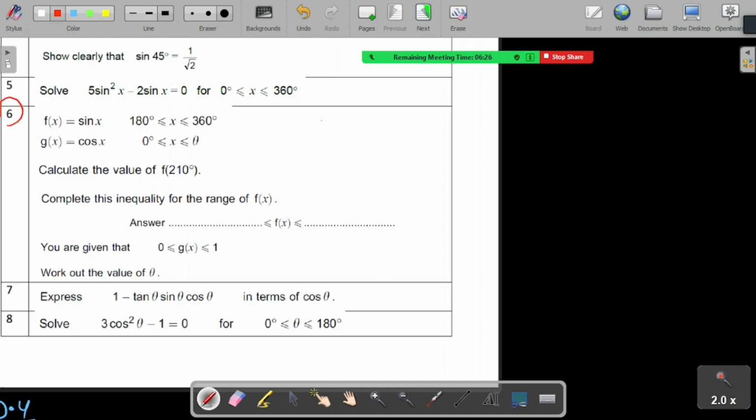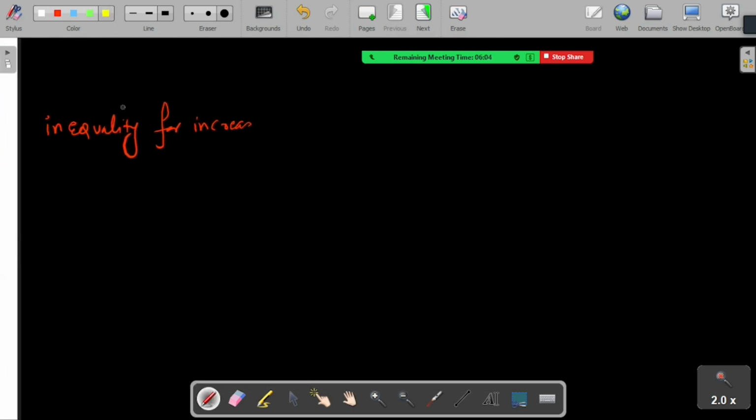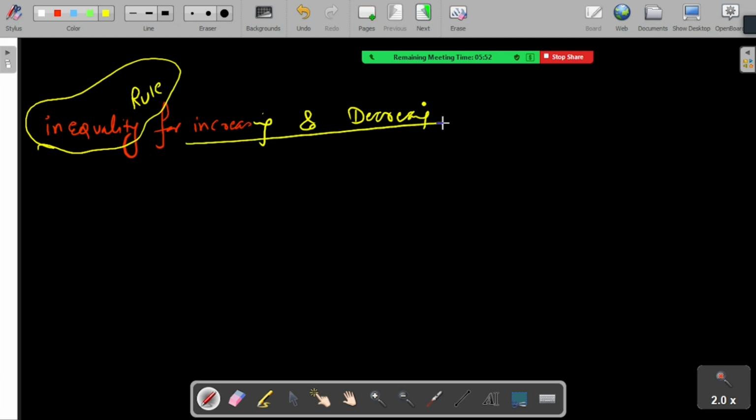See, question number 6 is a very important question. For this, you should have the idea of inequality for increasing and decreasing functions. Basically, we have to study the inequality rule for an increasing and decreasing function. The rule is very simple.